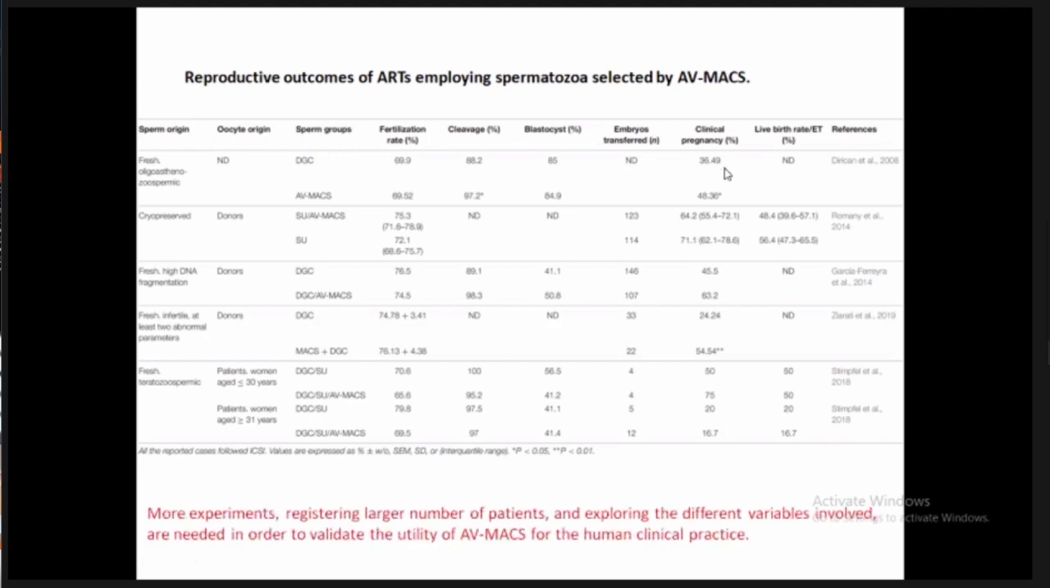And they conclude that based on the studies, we need more experiments like this, and also registering a large number of patients, exploring the different variables involved, and also in order to validate the utility of MACS for human clinical practice.